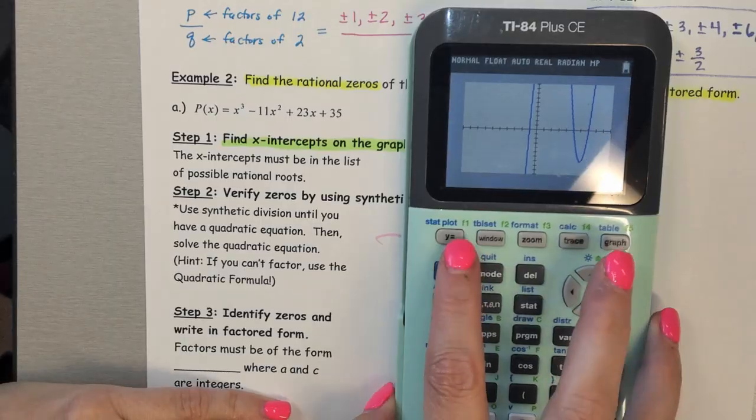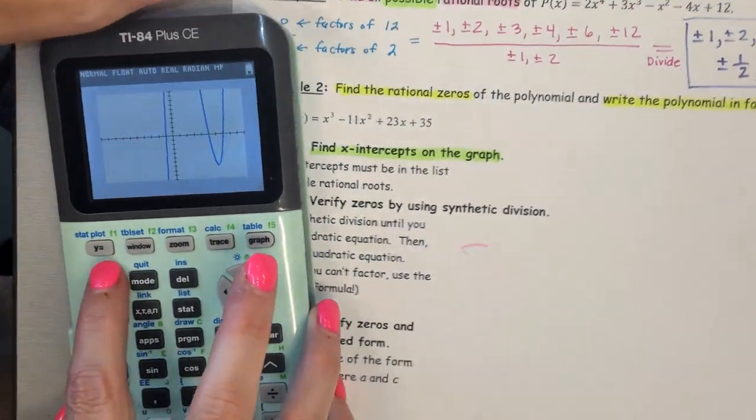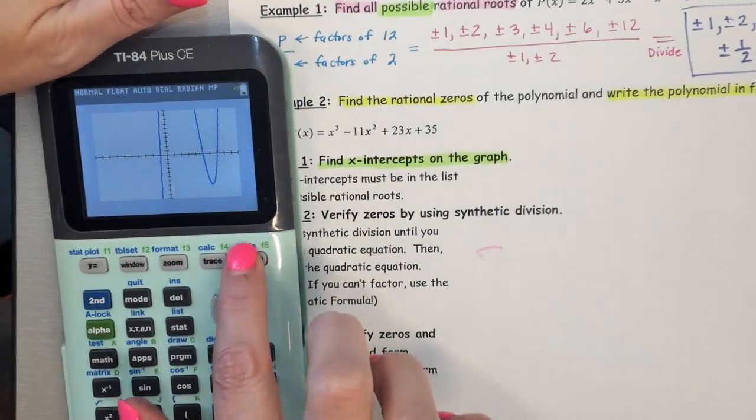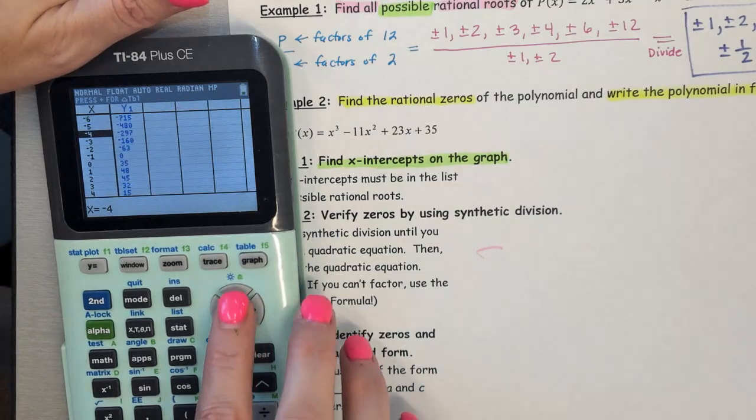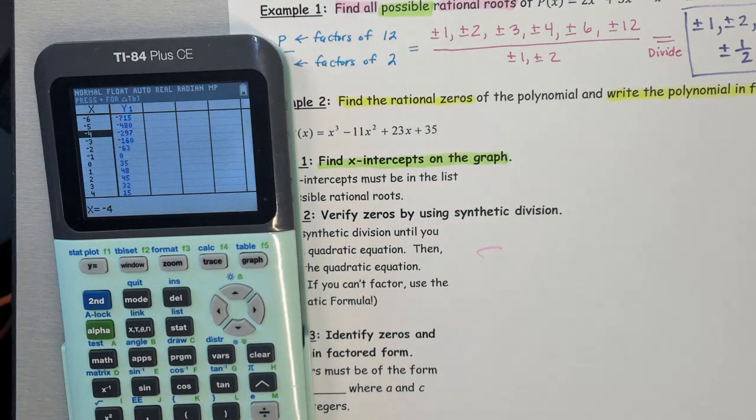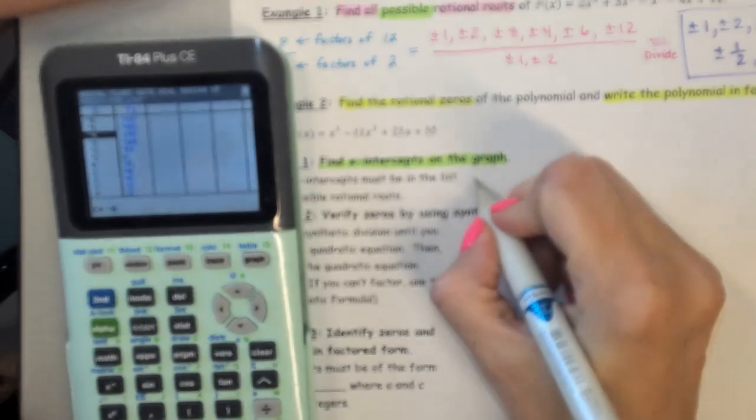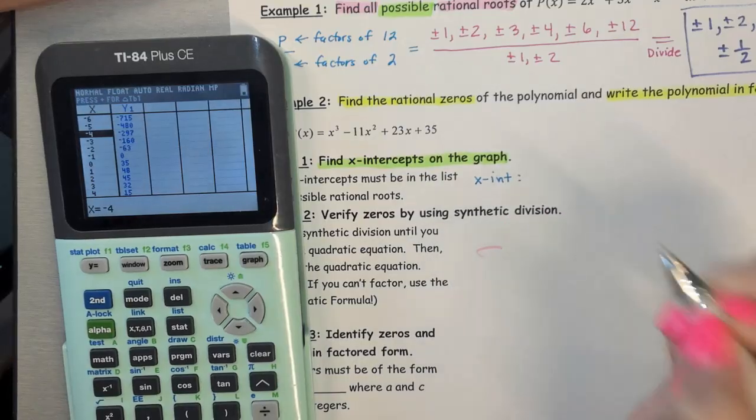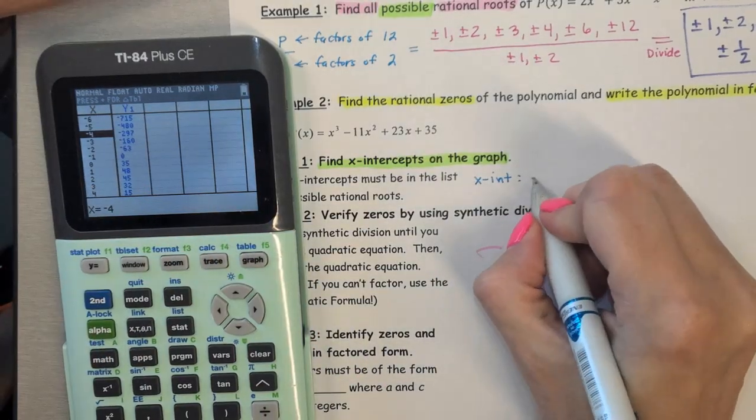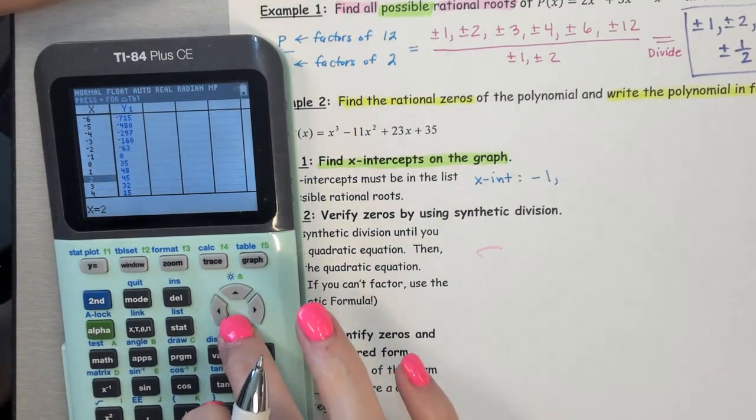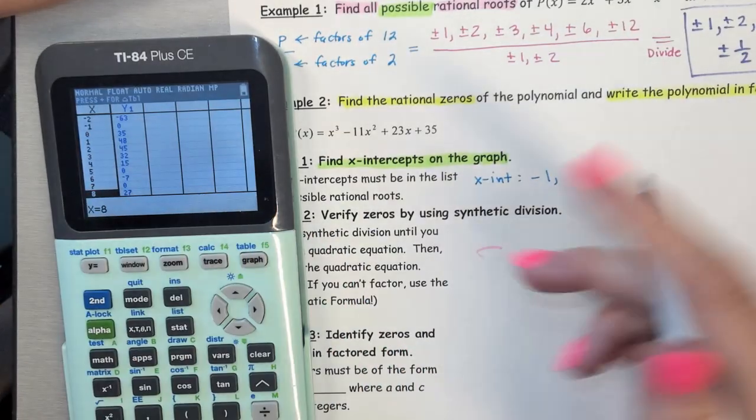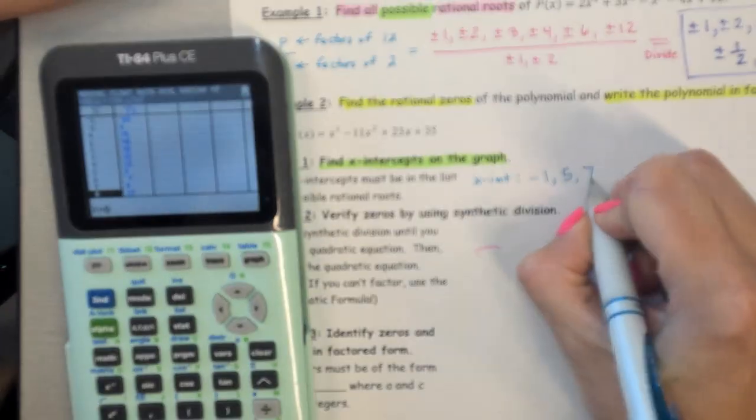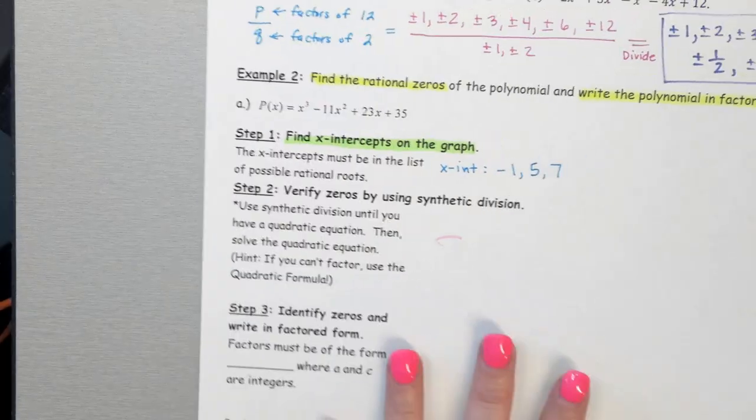If you wanted to check on your table, what can you look for in the table? How do I know what my zeros are looking at the table? Yeah, your y is 0. Okay, so we can just verify it with our table. So I see -1. Okay, and then 5 and 7. Yep, those are indeed your x-intercepts.